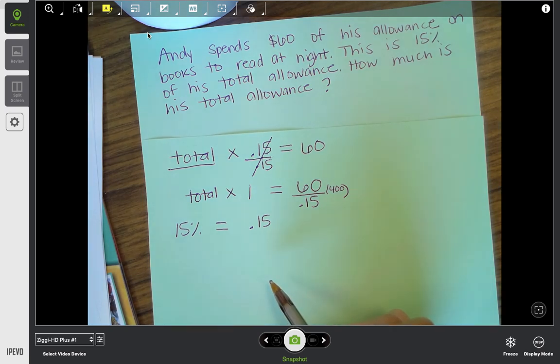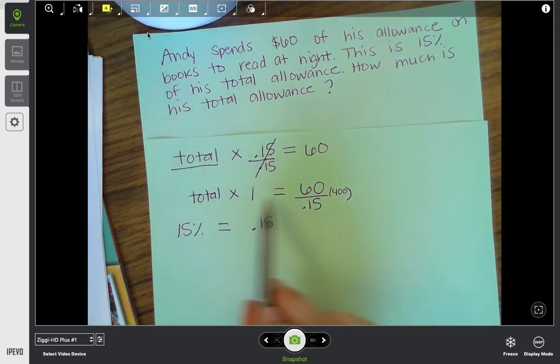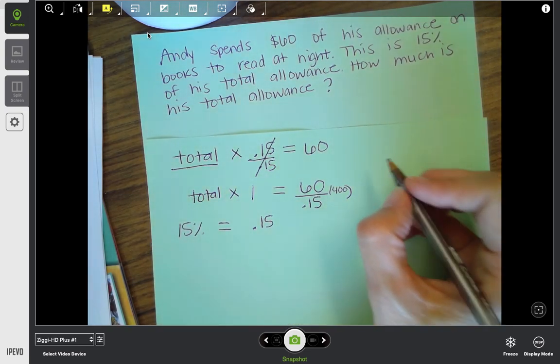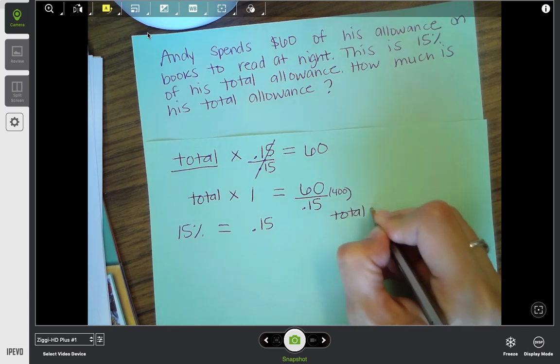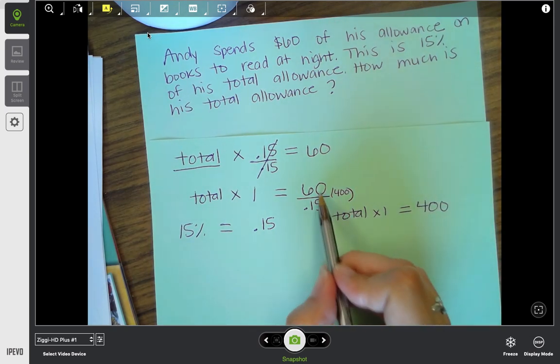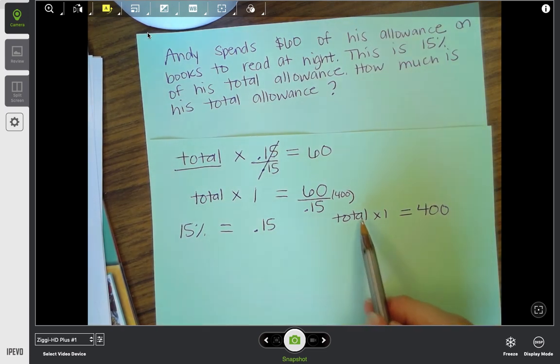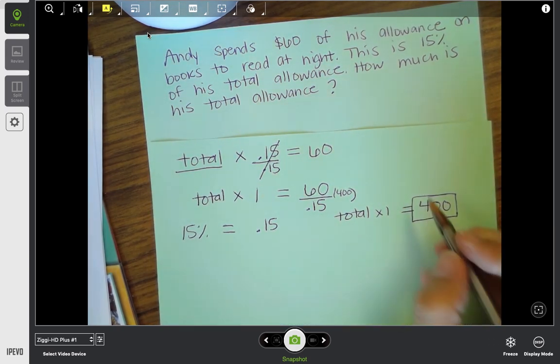And so now if we think about what we've done, and if we think about this equation here, I have my total times 1 is going to equal 400 because that's what this was. And so anything times 1 is going to be itself. So what is the total amount of allowance here, kids? His total amount is 400. Okay, $400 is his total amount.